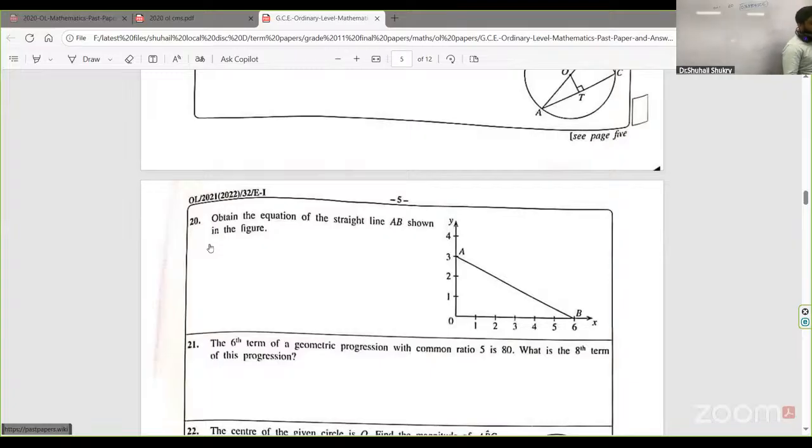Okay. They have given the sixth term. They're asking for the eighth term. So the sixth term is 80. Okay, the sixth term is 80, and the common ratio is 5. Then how do we get the eighth term?